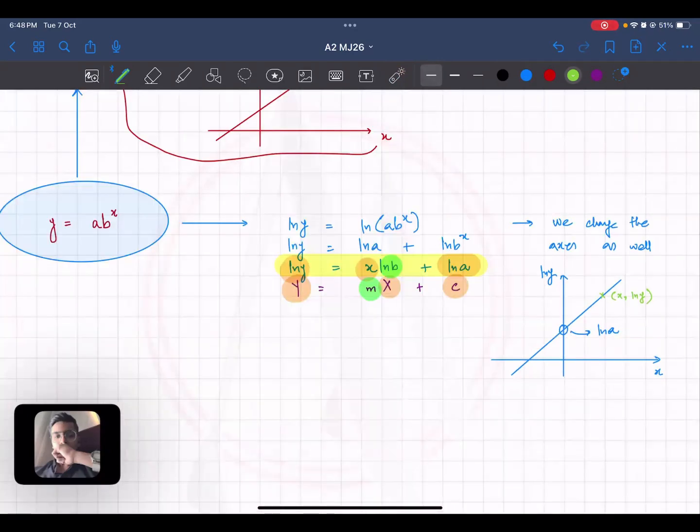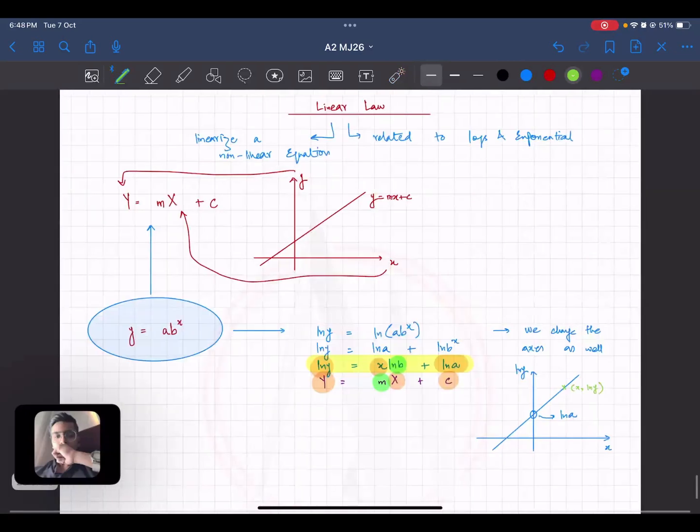So this is what everything will revolve around. Your equation will not be linear. This is one of the examples of the equations that they can give you. There can be many other types of equations that they can give you, which will not be linear, which will not be y is equal to mx plus c. But you would try to make it into that format by using logs or exponential rules, and that would give you the straight line that you wanted. You linearized a non-linear equation.